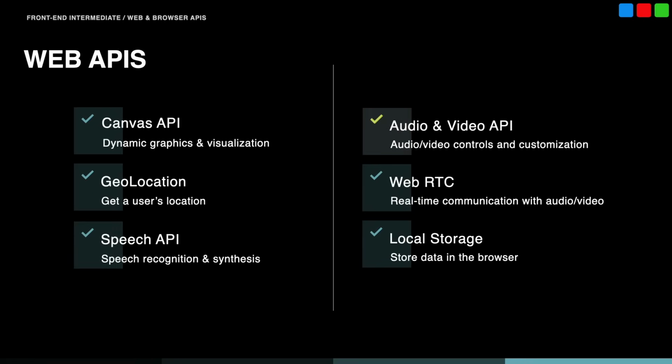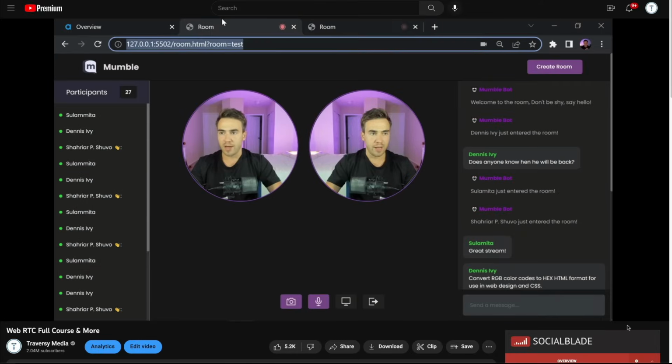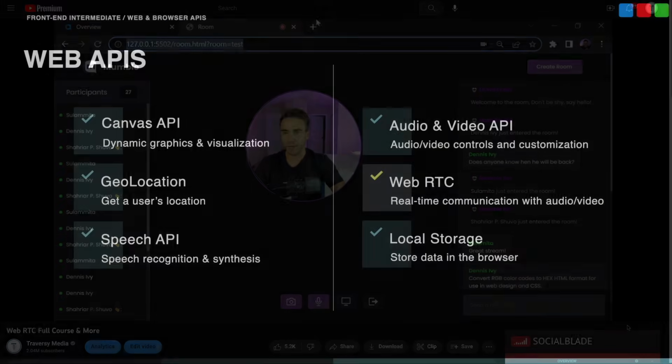So the audio and video APIs are used, obviously, to deal with media, whether you're creating a custom video player or music player or adding effects or anything like that. And then WebRTC is something I'm seeing a lot of lately as well. It allows you to have real-time communication over video and/or audio. So you can create voice and video chat applications. Dennis Ivey actually has a video on this channel showing you how to do just that.